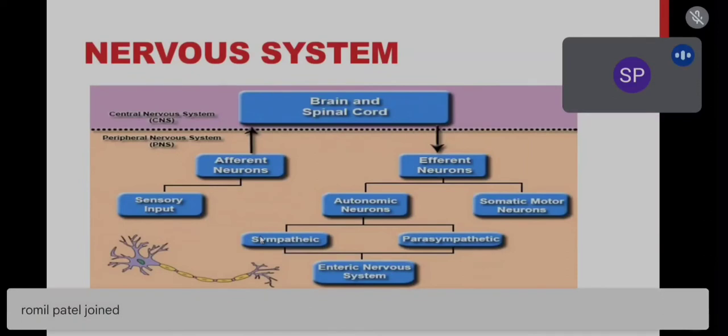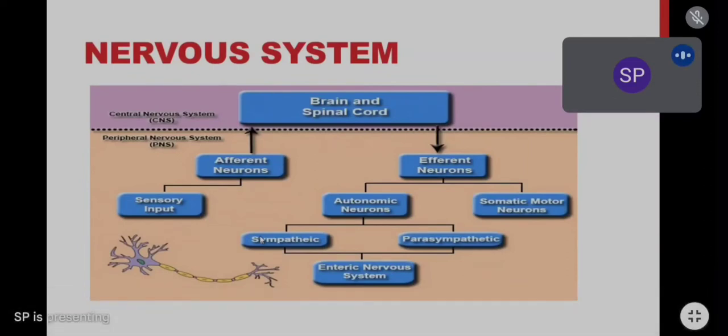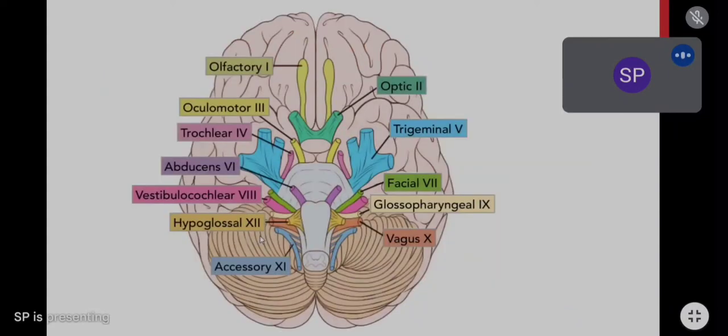And we have sympathetic and parasympathetic nerves. So we are discussing the parasympathetic nervous system. In the previous class, we discussed the receptors of acetylcholine, the muscarinic receptors and nicotinic receptors. We also discussed the parasympathetic nerves, which are mainly associated with the cranial nerves: the third cranial nerve, and the 7th, 9th and 10th cranial nerves are parasympathetic nerves. I think in yesterday's class we discussed all these things.